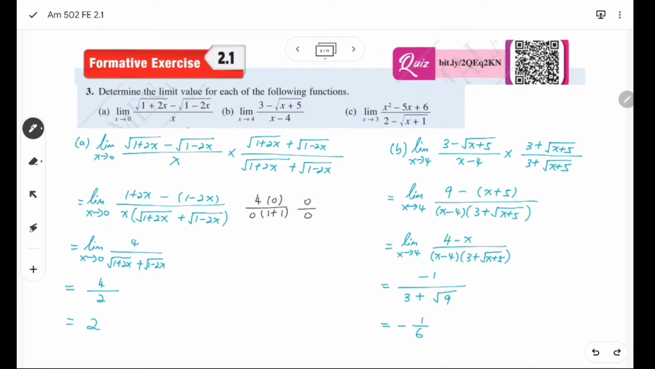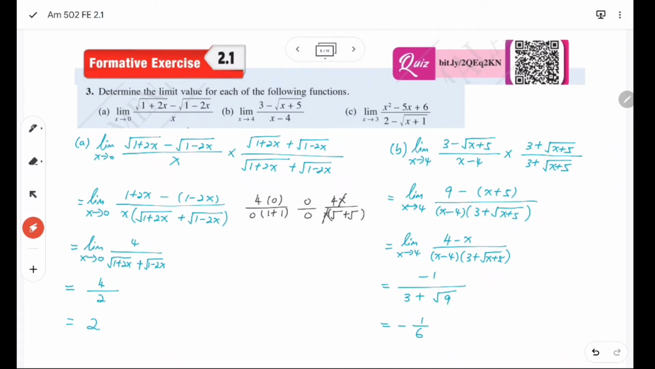But we can see we are actually getting 4x divided by x times the 2 square root, right? Then we have common factor, which is x and x. There we get 4 over square root of 1 plus 2x plus square root of 1 minus 2x. Now, when we replace the x by 0, we get 4 over 1 plus 1, which is 4 over 2. Then we get 2.